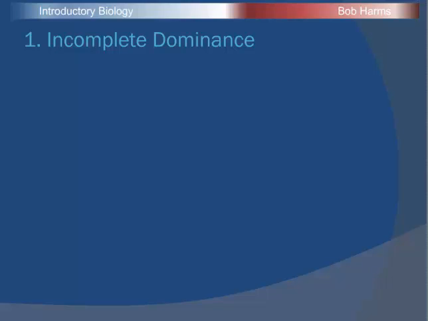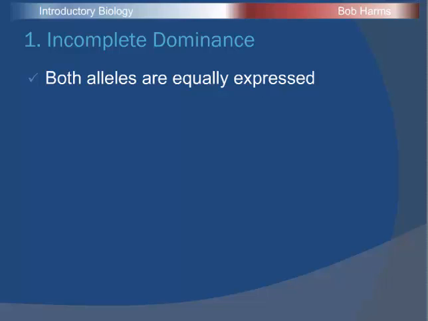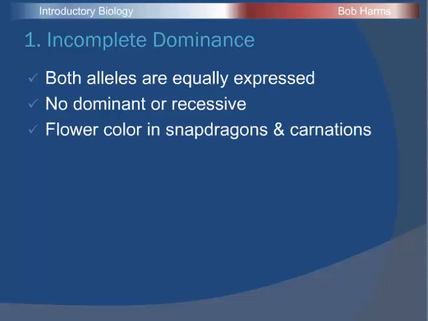One example of these exceptions beyond Mendelian traits is what's called incomplete dominance. In incomplete dominance, both of the alleles are equal, meaning if we have a heterozygote, both are going to be expressed. We will not have one dominant and one recessive. We will not have one covering up the other. And a good example of this is looking at flower color in certain plant species. For example, carnations are a common example, or common snapdragons.